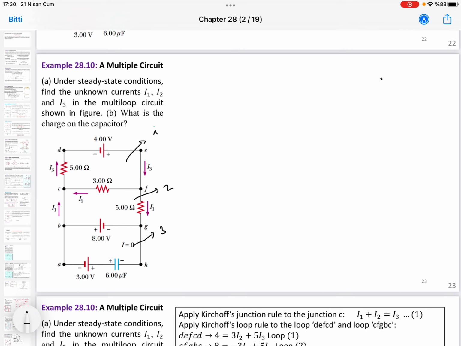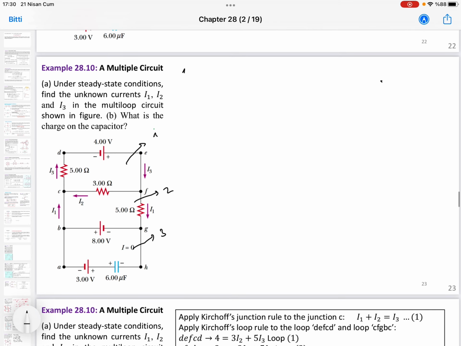step by step. Okay. Firstly, we need to show the current. Maybe we can start from the first loop, first rule. The first rule is the junction rule. Okay, so look at this one. I2 is here. Okay, and I3 is coming from here.